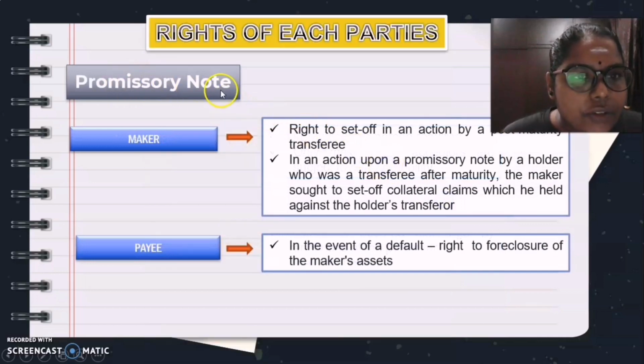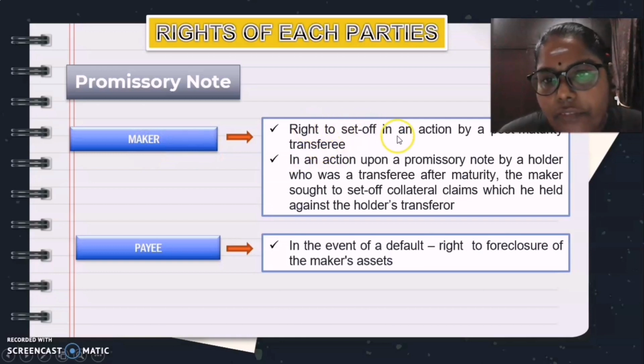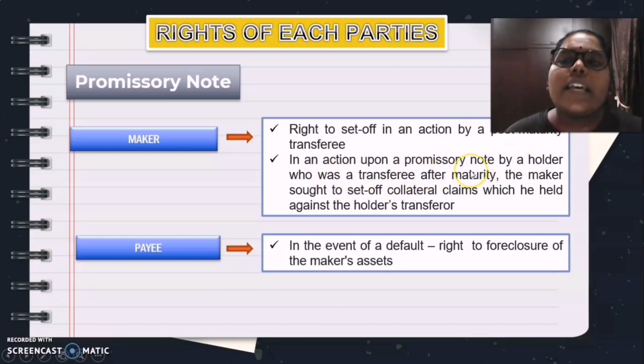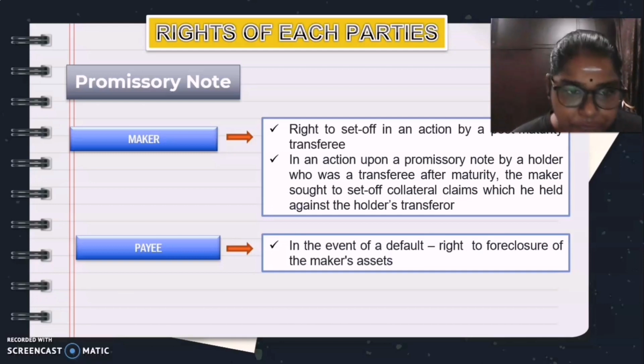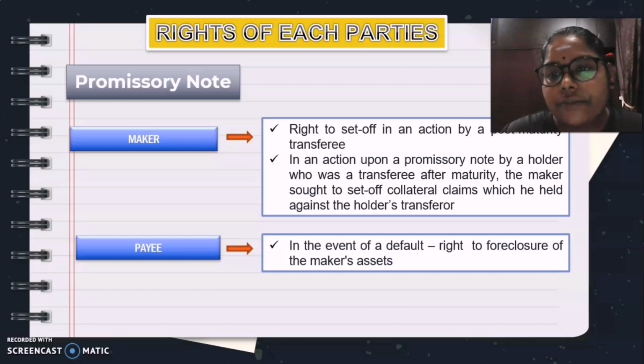And promissory note, the right of the maker is a right to set off in an action by a post-maturity transferee, in an action upon a promissory note by a holder who was a transferee after maturity. The maker sought to set off collateral claims which were held against the holder's transferor. And for the payee, in the event of a default, the right to disclosure of the maker's assets.